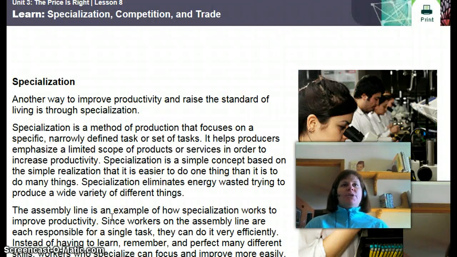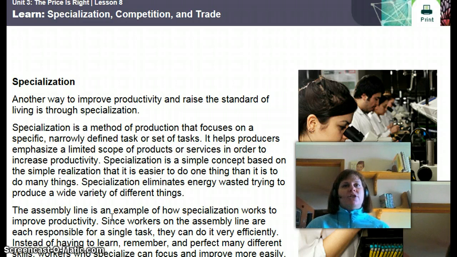Specialization. Another way to improve productivity and raise the standard of living is through specialization. Specialization is a method of production that focuses on a specific, narrowly defined task or set of tasks. It helps producers emphasize a limited scope of products or services in order to increase productivity. Specialization is a simple concept based on the simple realization that it is easier to do one thing than it is to do many things.